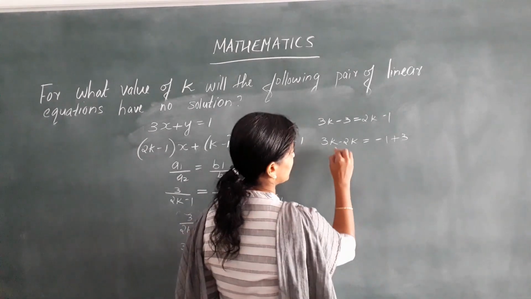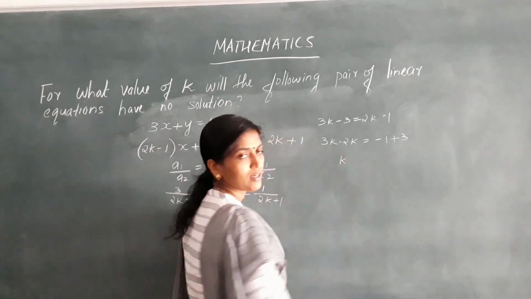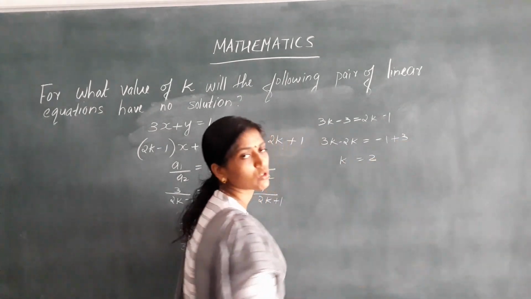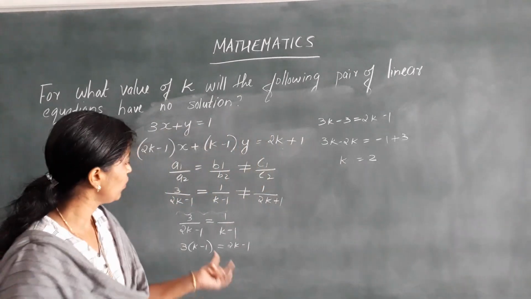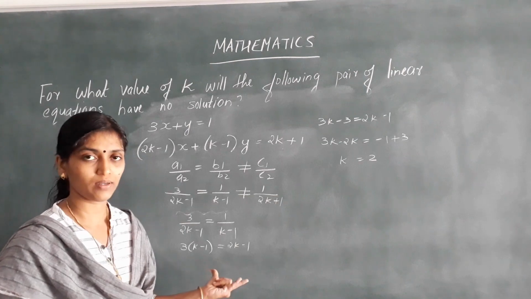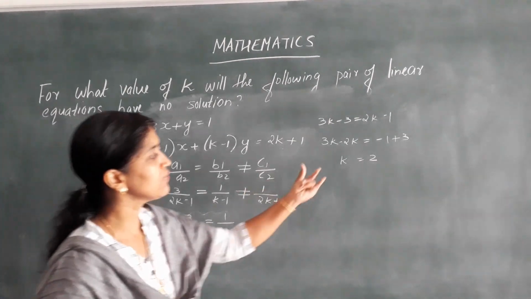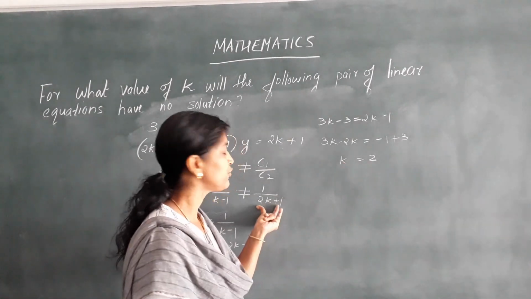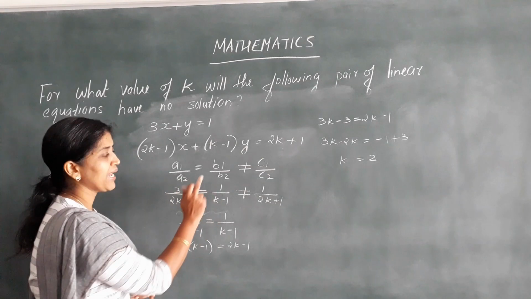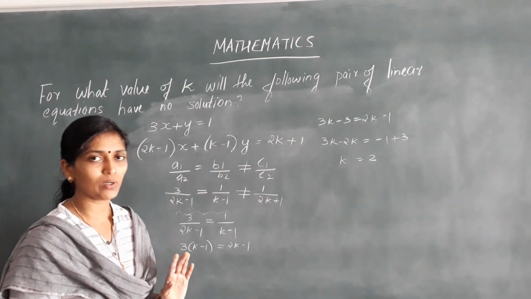Now just see, 3k minus 2k is k, isn't it? And that's equal to minus 1 plus 3, which is 2. So you are getting the value k is equal to 2 using the first two equal ratios. Now you have to check, when you give this value of k is equal to 2, for c1 by c2, the ratio must not be equal to a1 by a2 and b1 by b2. You have to just check it.